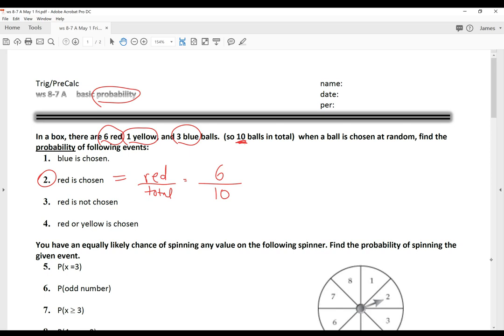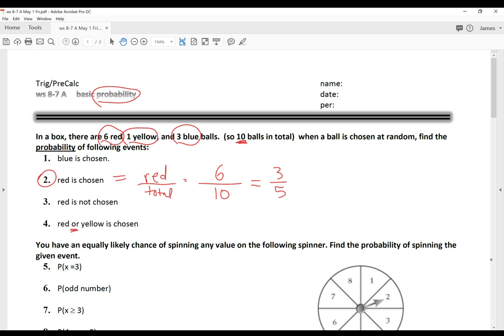So that's just counting. But you do need to reduce. So if you divide it by 2, you're going to get 3 out of 5. So all probabilities can be left as a fraction answer or as a decimal number. So in this case it will be 0.6. But since you start with a fraction, you could leave it in fraction. Okay. Now one more thing.